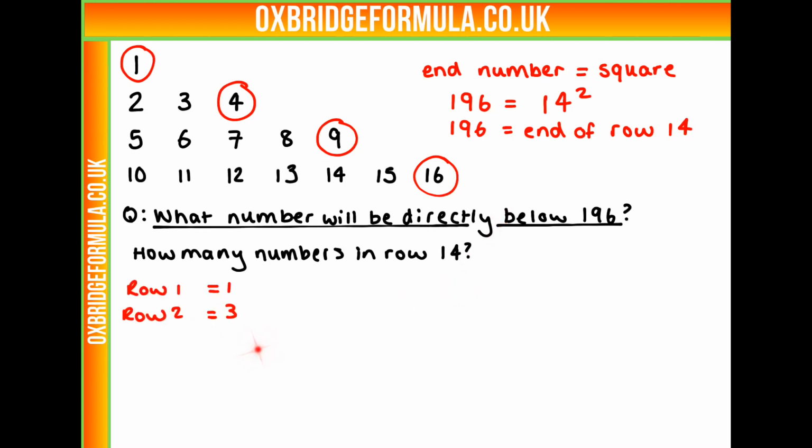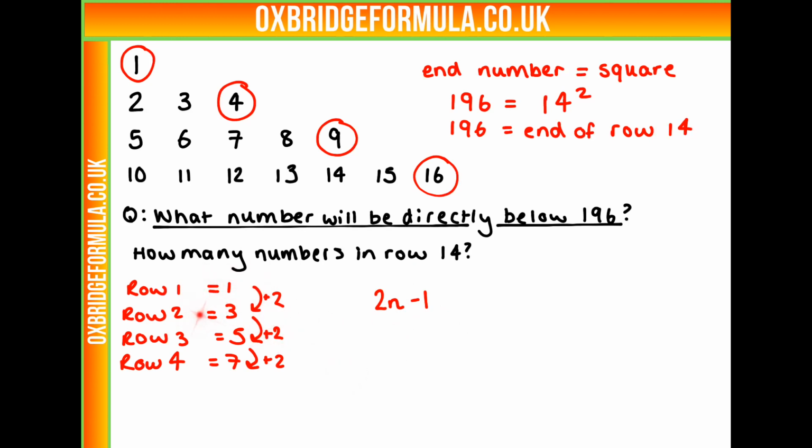Well, in row 1 we have 1, in row 2 we have 3 numbers, in row 3 we have 5, and in row 4 we have 7. We can see we're adding 2 to this every time. So let's see if we can write this as an equation. If we're adding by 2 every time, we can do 2n, and we know that has to be minus 1 as that brings us back to our original value.